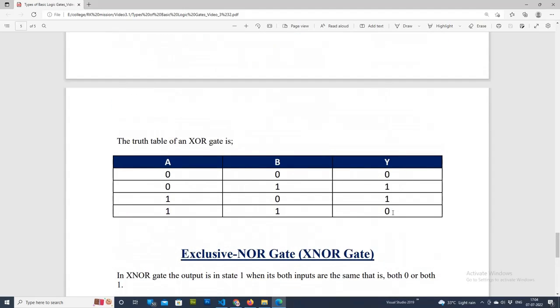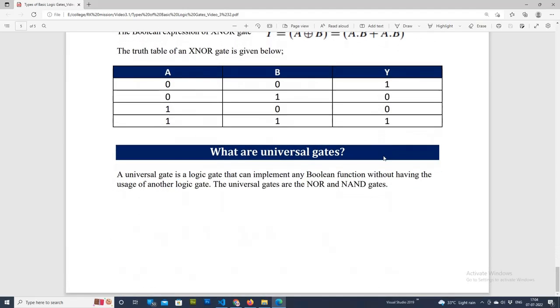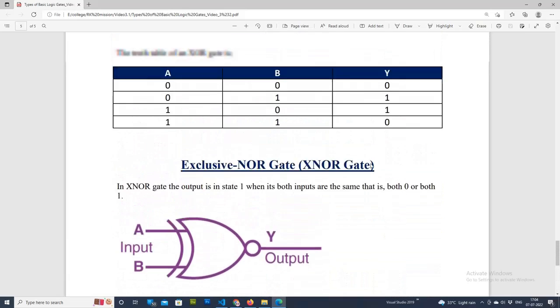Okay, so here we have 0 1 1 0. If we take its complement, it should be 1 0 0 1. So in the XNOR gate it is 1 0 0 1. It's the simple complement of the XOR gate.